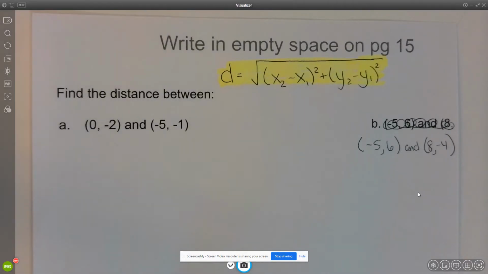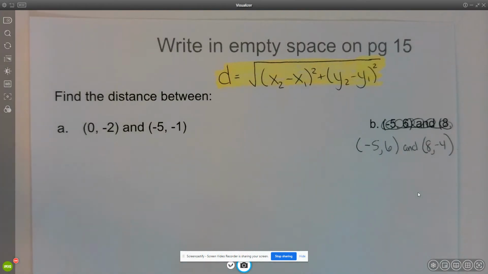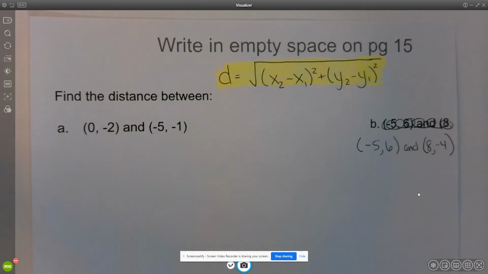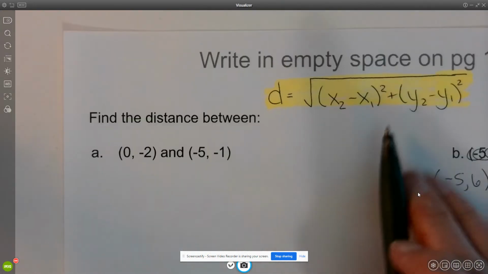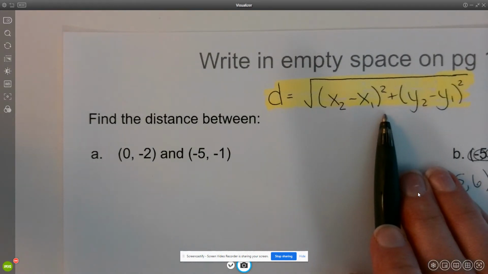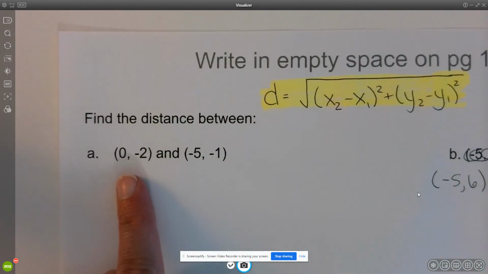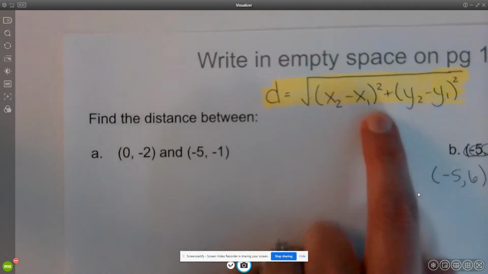So the first one we're going to do, I'd pause the video and write this problem down somewhere on page 15. We're going to find the distance between the points (0, -2) and (5, -1). And I've written down the distance formula. Remember, you don't need to memorize this, but it's a good one to try to memorize if you can. And so the first thing I'm going to do is label my 2 points with the labels used in the distance formula.